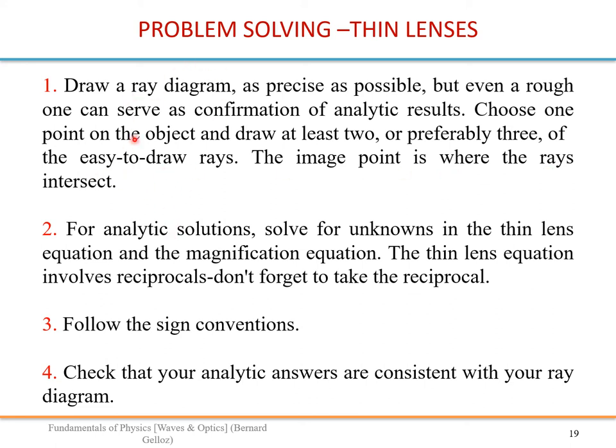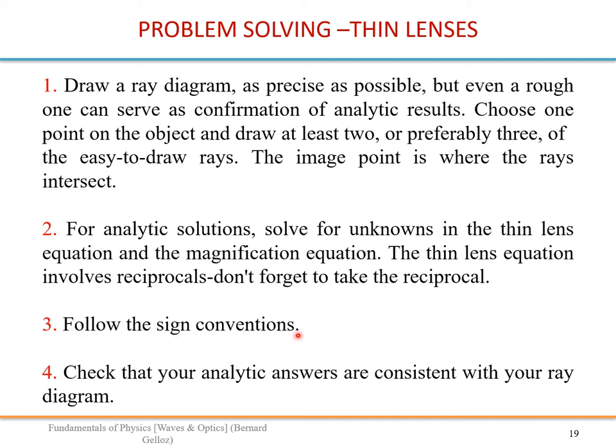Okay, so this is with the drawing. Now you can use the formulas, like the thin lens formulas. You can do an analytical solution. For an analytic solution, you solve for the unknowns in the thin lens equation and the magnification equation. The thin lens equation involves reciprocals, so don't forget to take the reciprocal. When I say the thin lens formula, it is 1/p + 1/i = 1/f. And be careful about the signs.